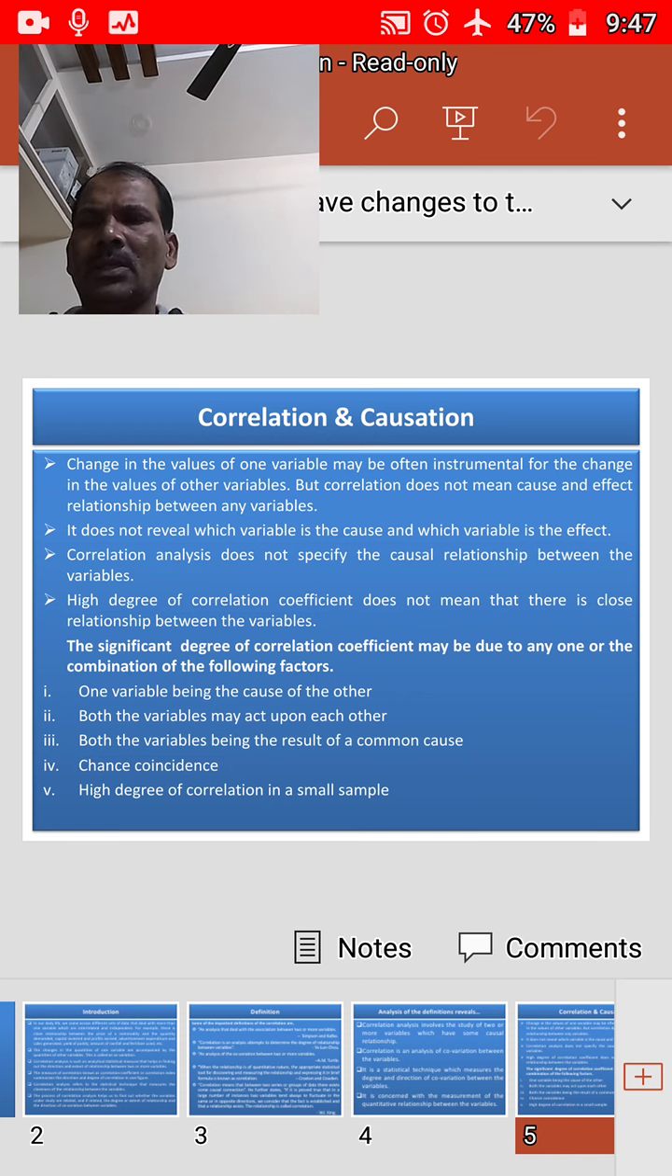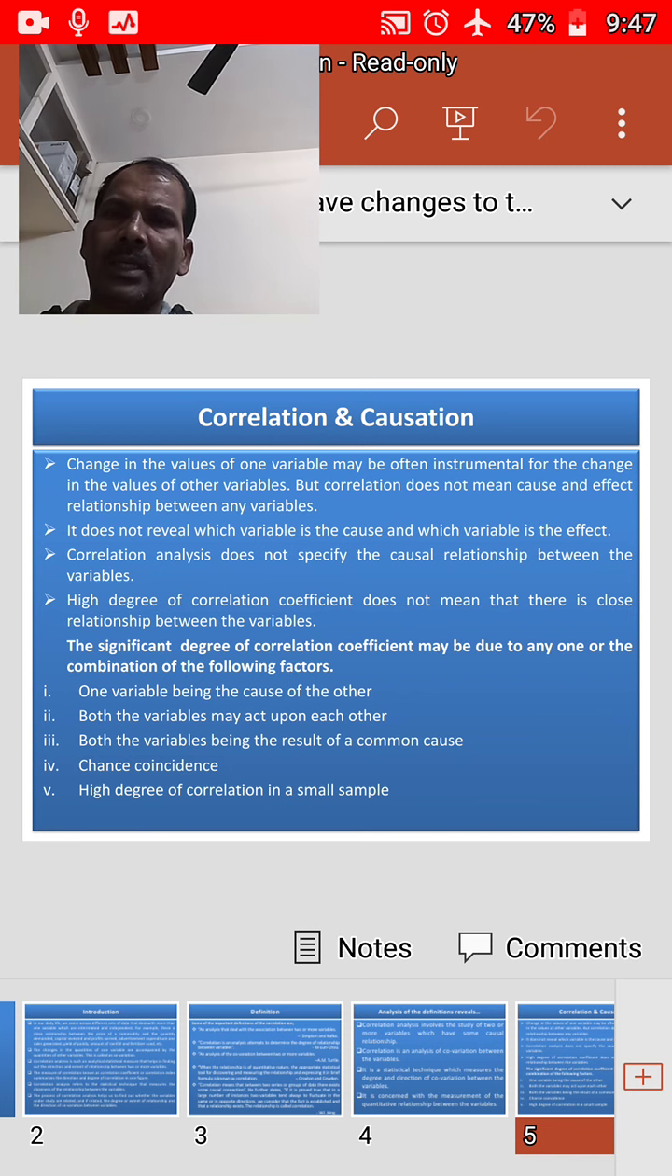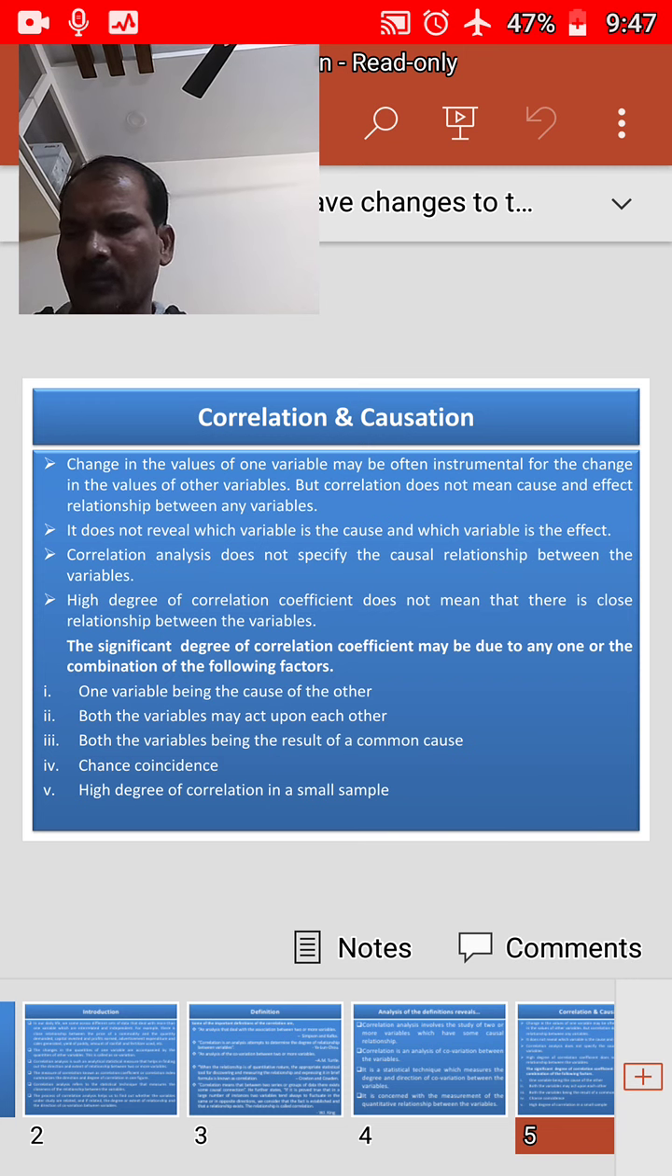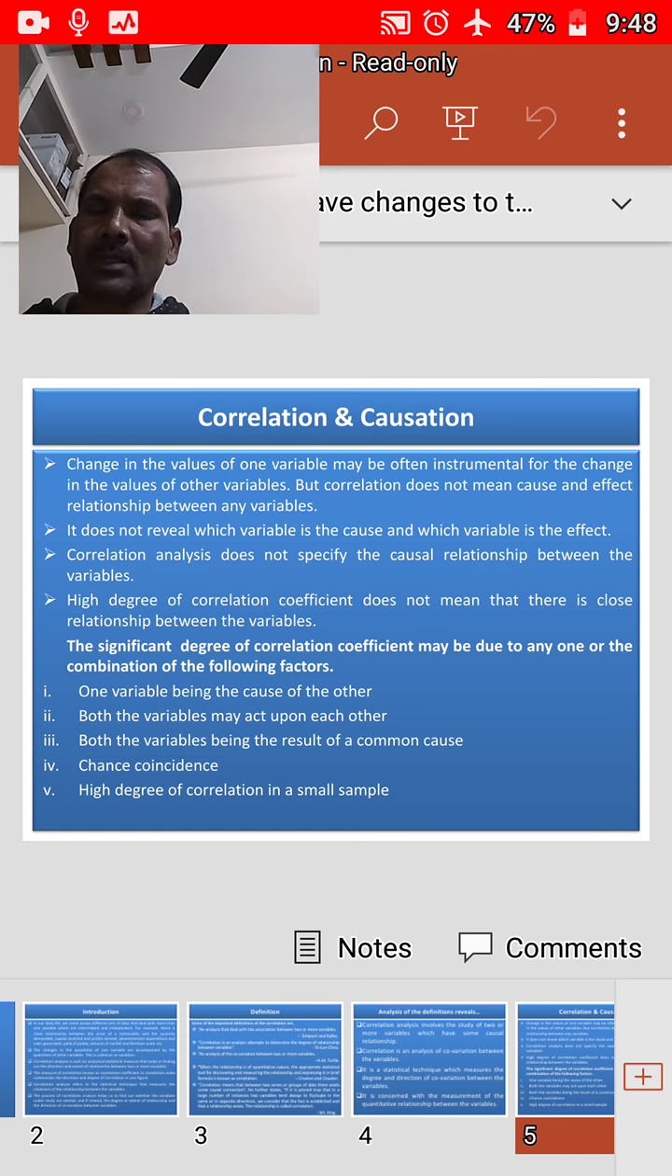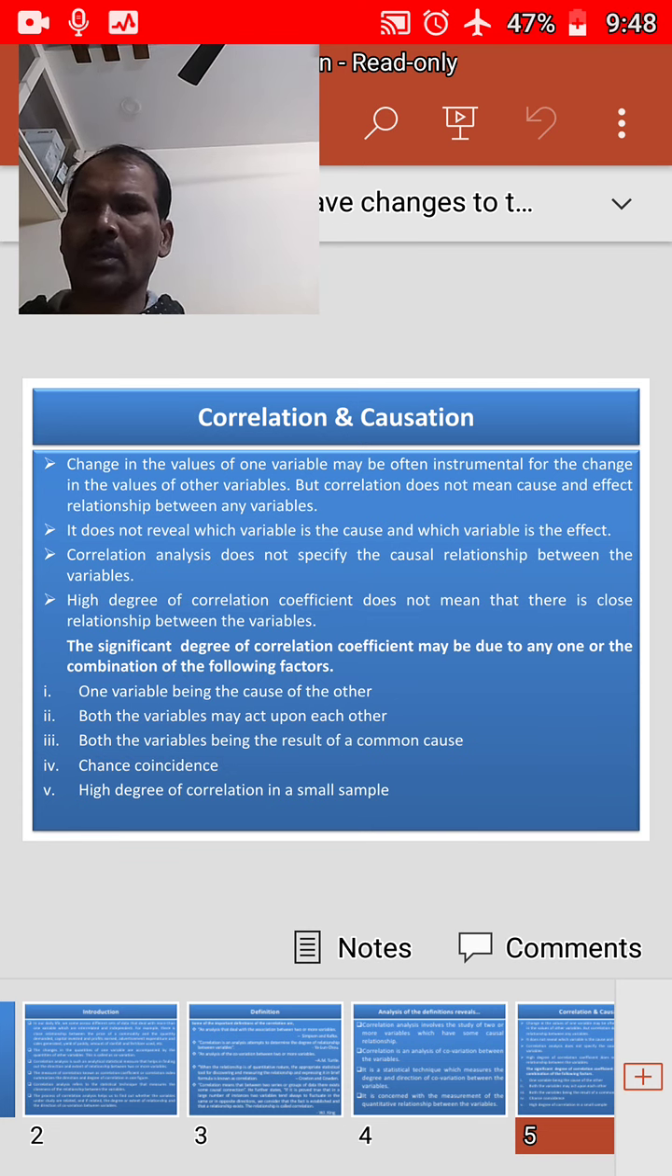This high degree of correlation may be due to sheer coincidence. While interpreting the correlation coefficient, it is essential to see whether the variables under study are related to one another. If no relationship exists between them, the statistical measure of correlation coefficient calculated is meaningless in those circumstances, right? And this type of correlation is called spurious correlation. High degree of correlation between coal production and agricultural production is an example of such spurious correlation.